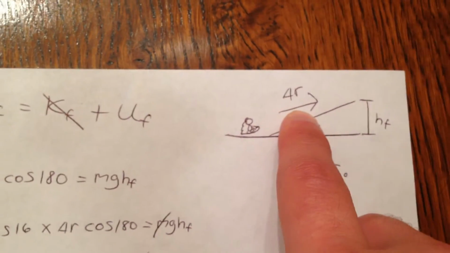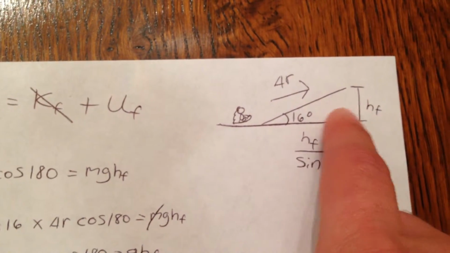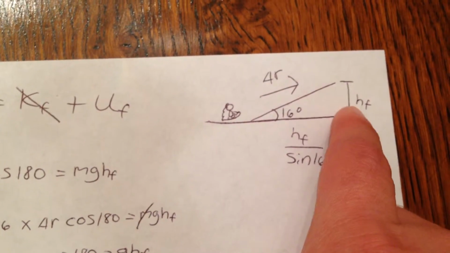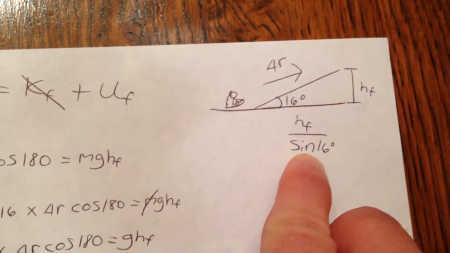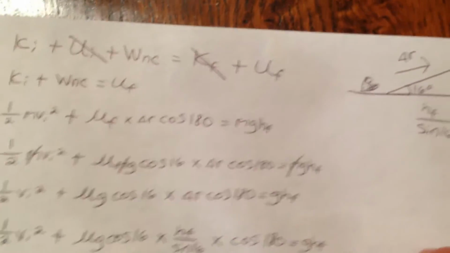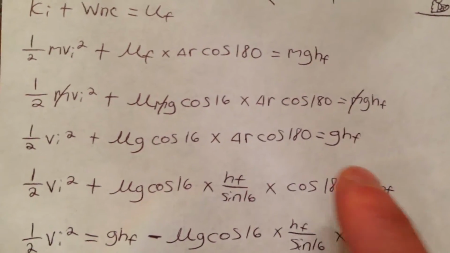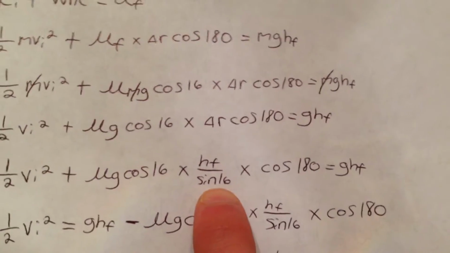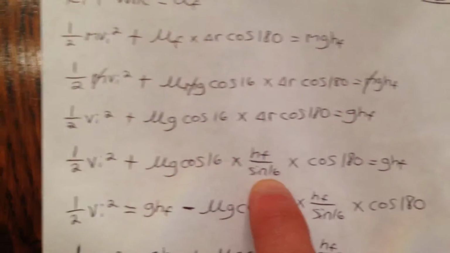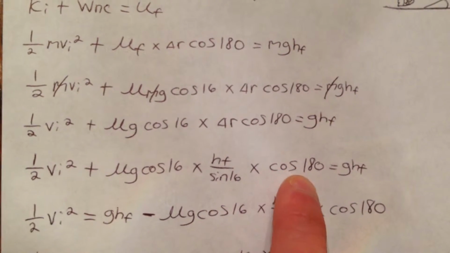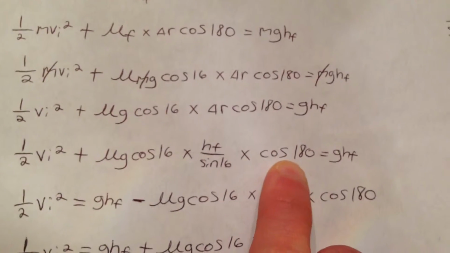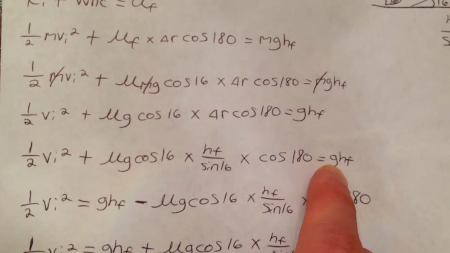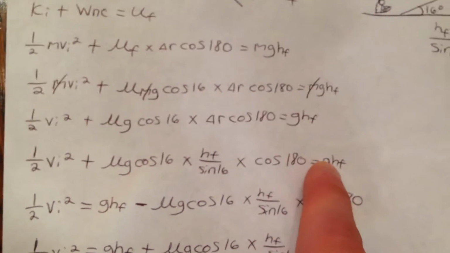Well, I know that the height right here can be expressed with sine 16 because it's across from the angle, so D equals h_f divided by the sine of 16. So that is what D can equal. Well, I see here I still have this 180.